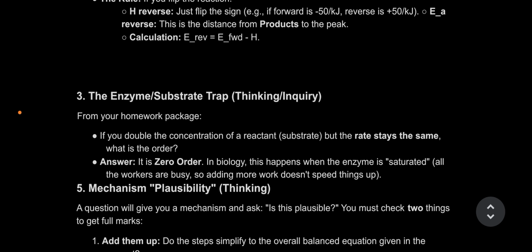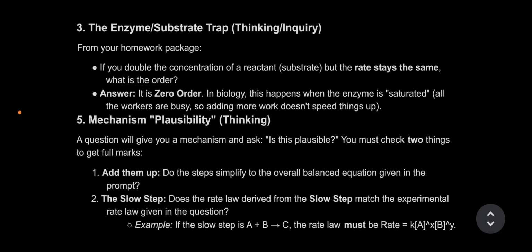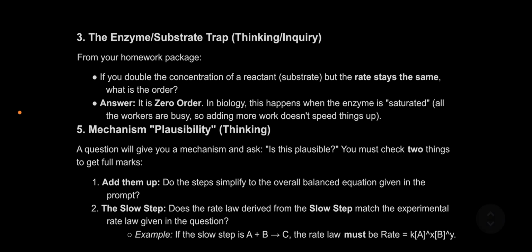The enzyme substrate trap. If you double the concentration of reactant substrate but the rate stays the same, what is the order? It is zero order. In biology, this happens when the enzyme is saturated. All the workers are busy, so adding more work doesn't speed things up. Mechanism plausibility.